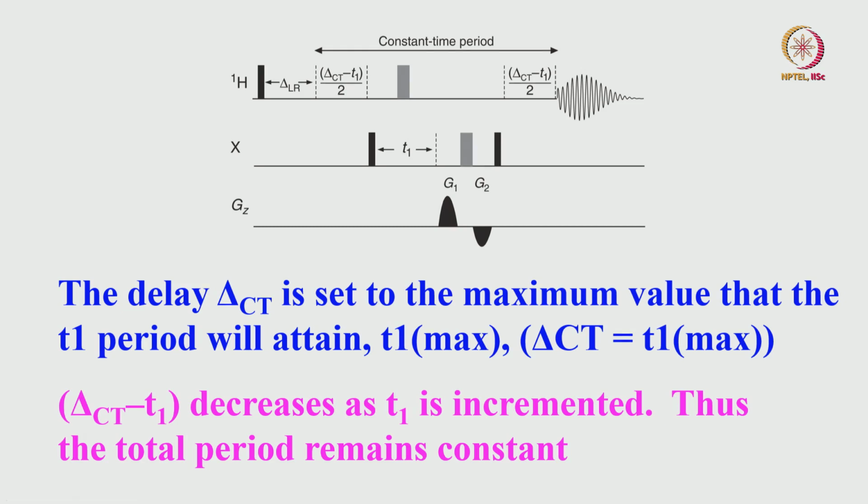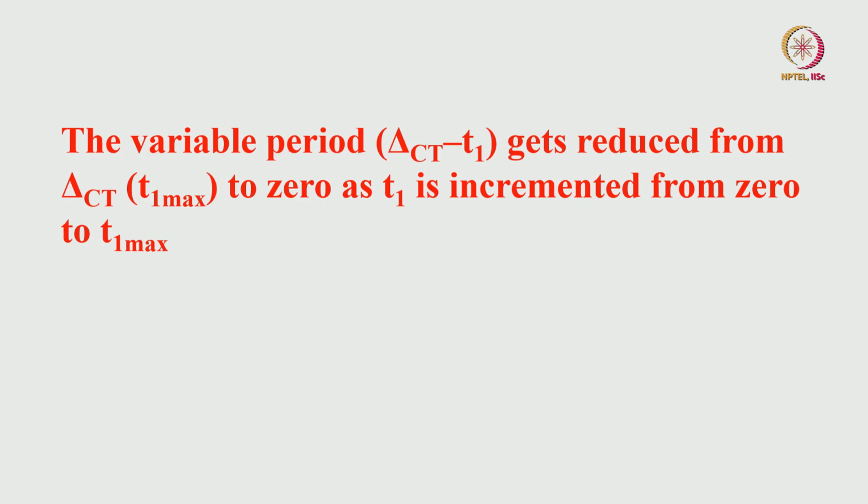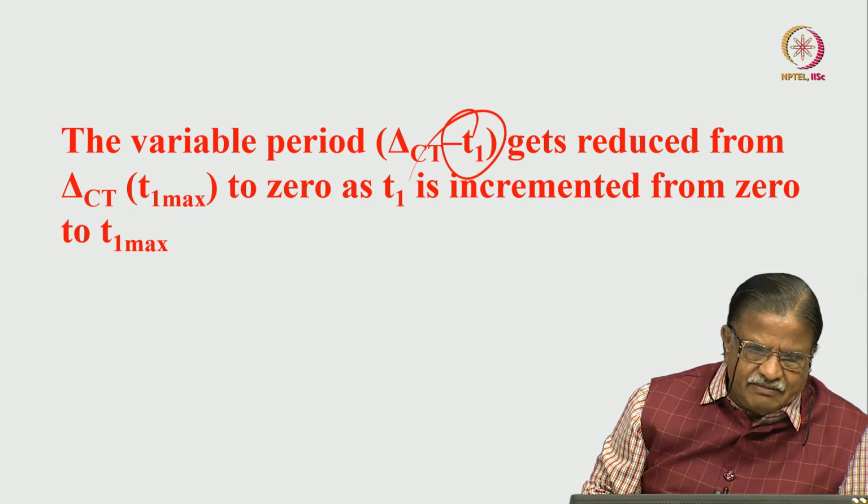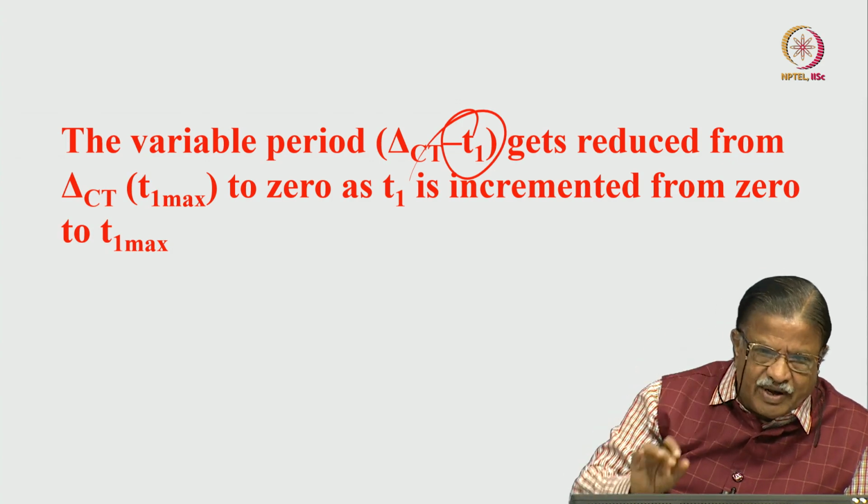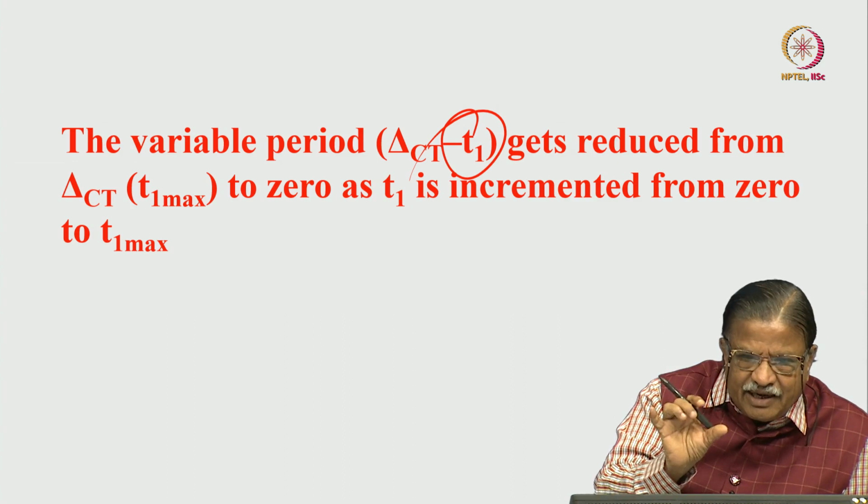This is the experiment. Delta CT minus T1, we can keep increasing it as T1 increases. So the total period remains constant. You have to maintain this one constant and this one keeps changing. That is what we do. And this variable delay can be reduced from maximum value to 0. First delta CT we keep constant and this keeps on subtracting this T1 delay, so that it comes to 0 as T1 is incremented from the maximum T1 value to 0. So delta CT is the one which is maintained.